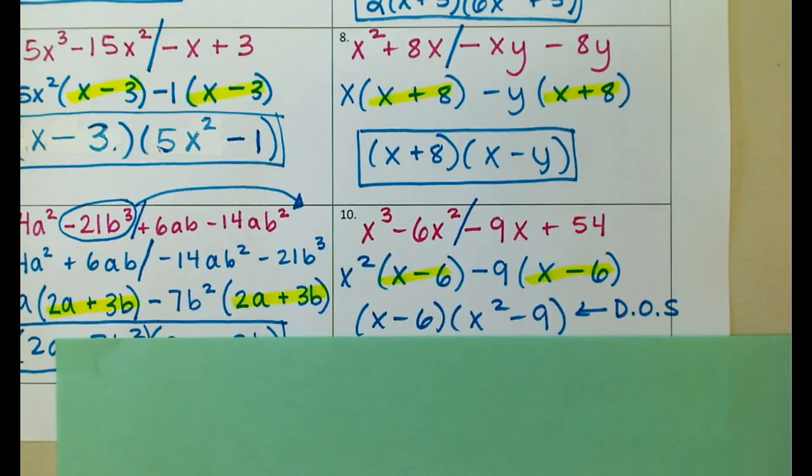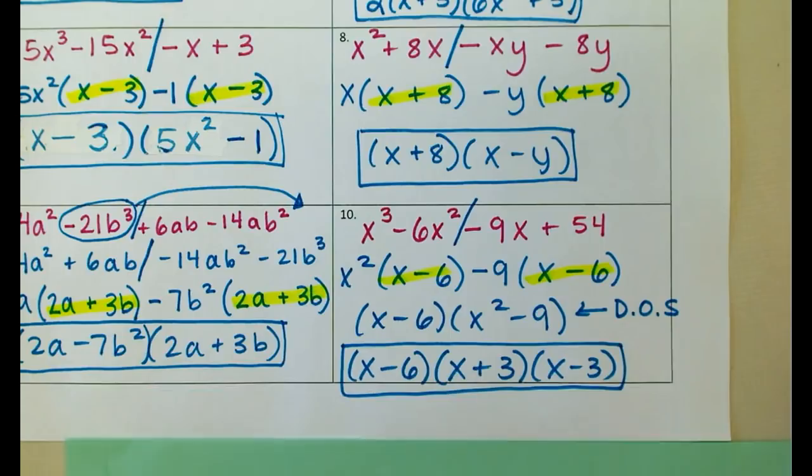But this isn't completely factored. X squared minus 9 is the difference of two squares. So this will factor one more time. The final answer in factored form is x minus 6 times x plus 3 times x minus 3.